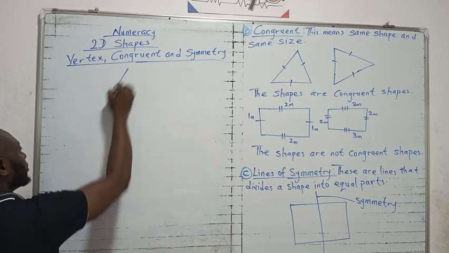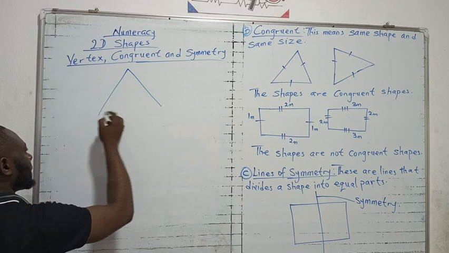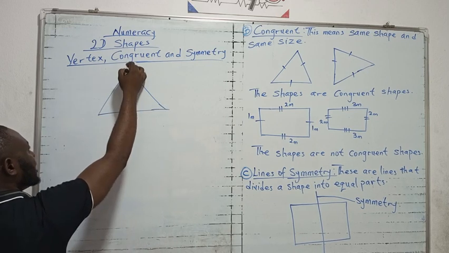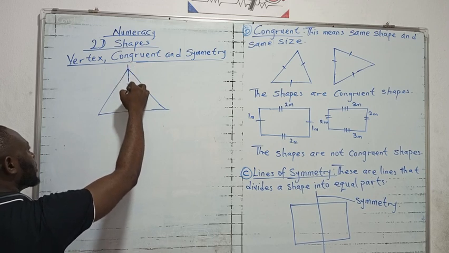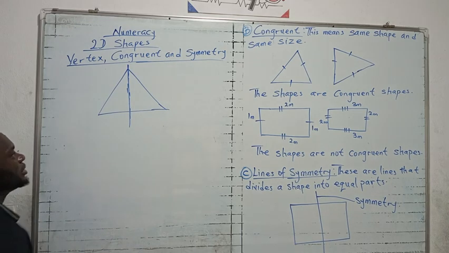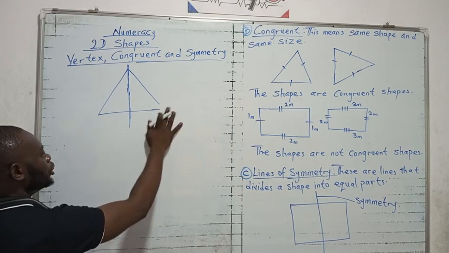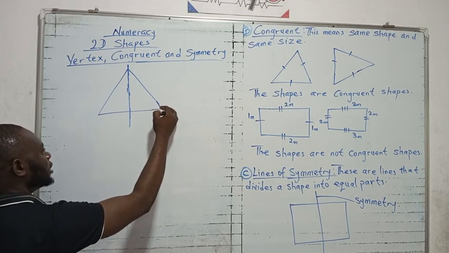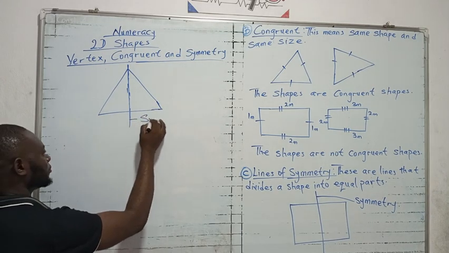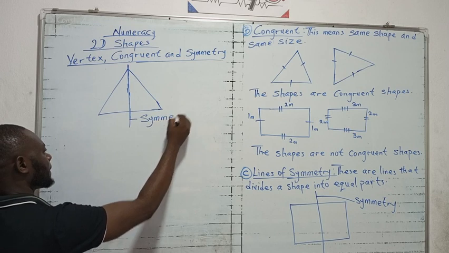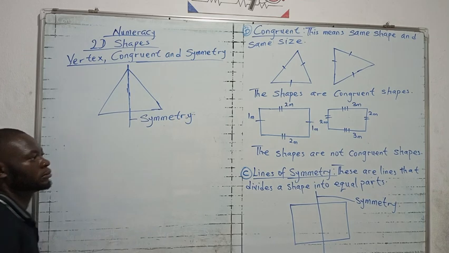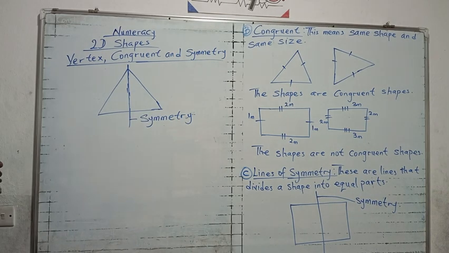Now, this is a triangle. If a line runs from here, and this line divides this triangle into equal parts, then we can say that this line is a line of symmetry.